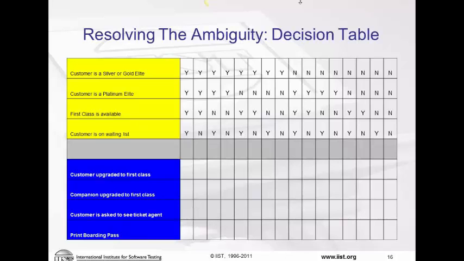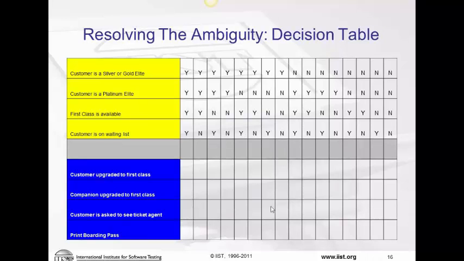So what you have here is a list of causes on the top of the table and a list of effects at the bottom. And we need to think about all the possible combinations of causes that can lead to certain effects. And here is a simple question we must answer. If I have 4 possible causes, how many possible combinations do I have?